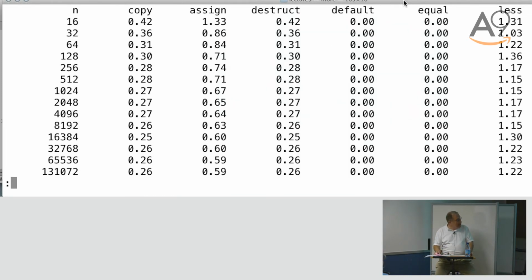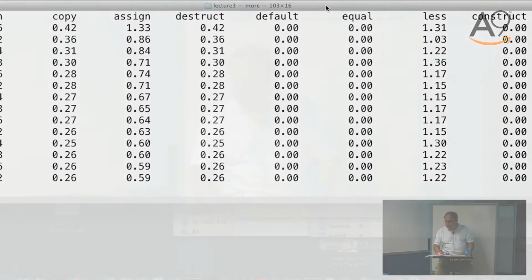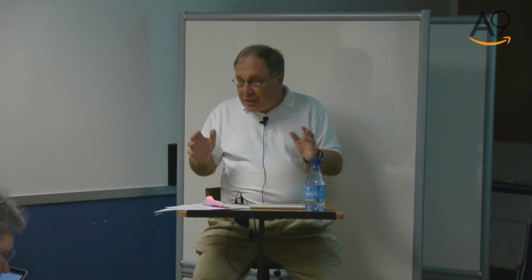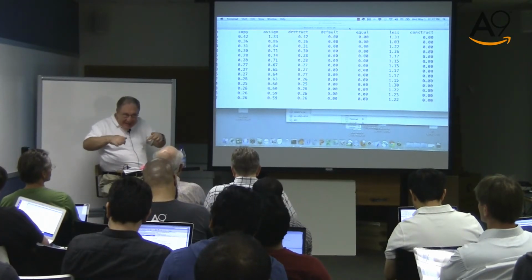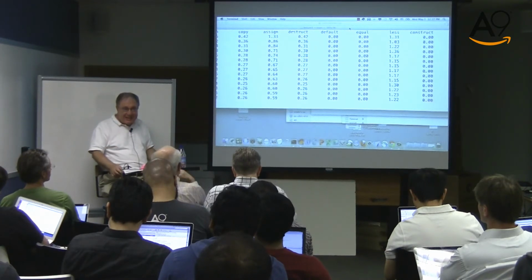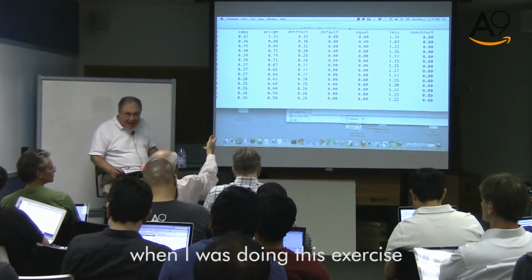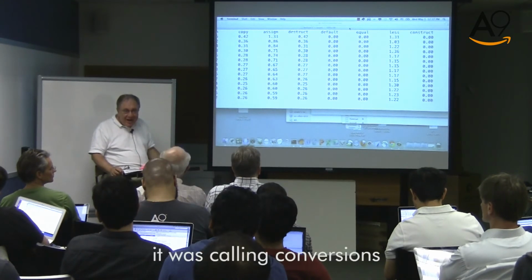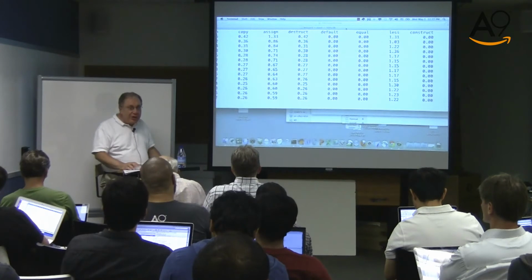How do I construct? Yeah, we do not do any constructions, as I predicted. We do not, because let us see what we do. We are sorting the stuff. Sorting doesn't do any constructions of underlying T. It doesn't know about underlying T. Even that little code that calls iota and fills it in, when I was doing this exercise, it was calling my conversion routine. Iota is not, okay. Let us look, okay.